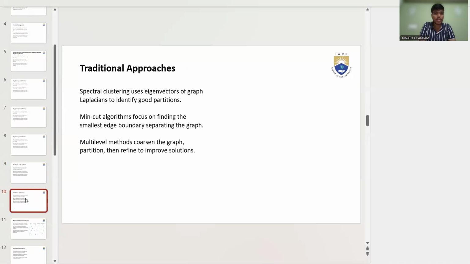And next is the traditional approaches. Spectral clustering uses eigenvectors of graph Laplacians to identify good partitions. Min-cut algorithms focus on finding the smallest edge boundary separating the graph. Multi-level methods coarsen the graph, partition it, then refine to improve solutions.